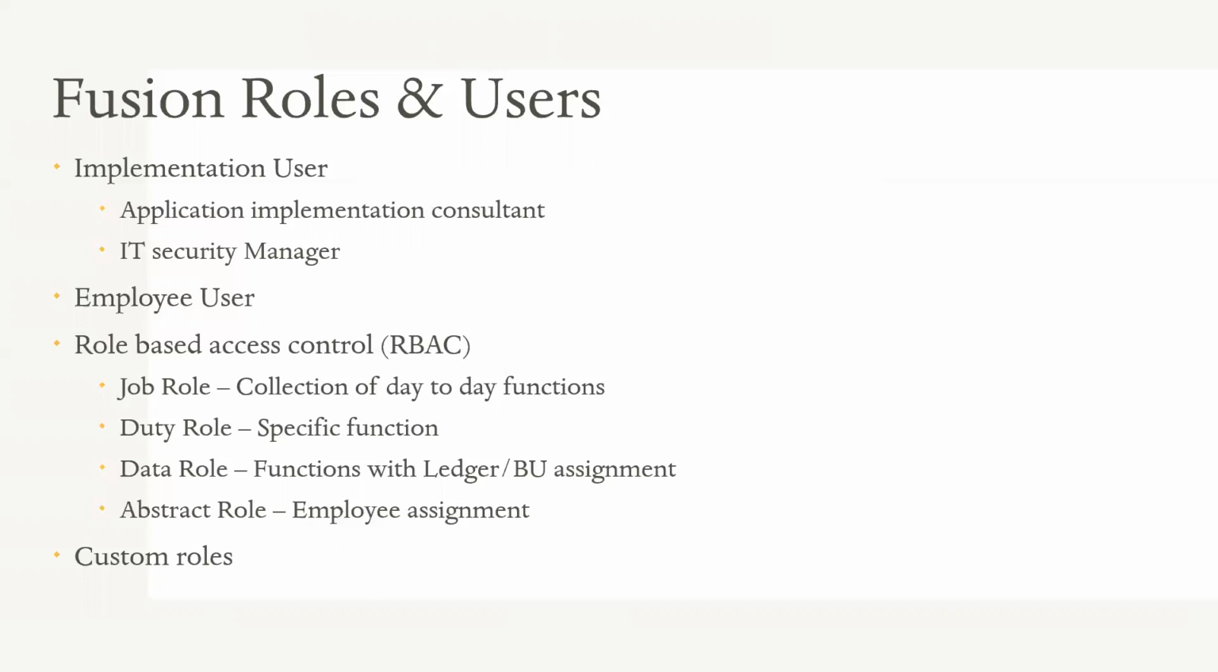And then we have users. The users can be categorized into two parts: one is implementation user and the other is employee user. If you take E-Business Suite, a user is always just a user. We don't have the concept of implementation user and employee user. It is always based on the assigned responsibility access, and we categorize whether this is an implementation user or an employee user. But here it is different.